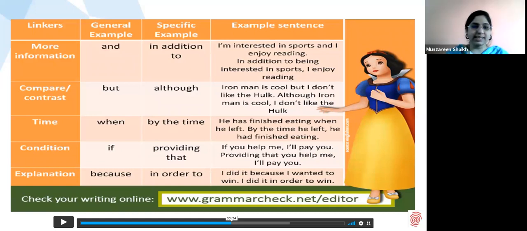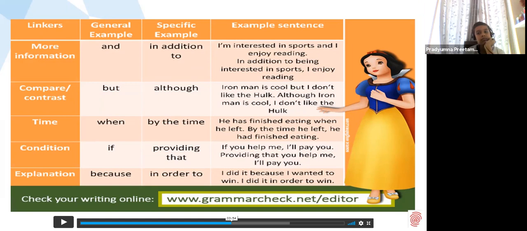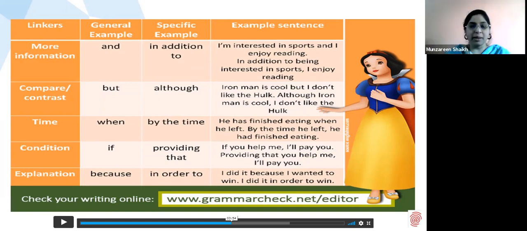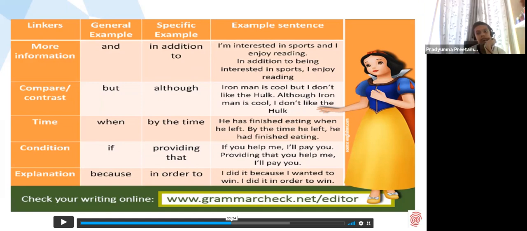Next is explanation. If you're giving explanation to any sentences or anything, you can use two linkers. You can either use "because" or you can use "in order to". Let's see. I did it because I wanted to win. Whatever act has been done, the person is giving an explanation to that act, that I did that because I wanted to win. Which linker is the person using over here? Because.